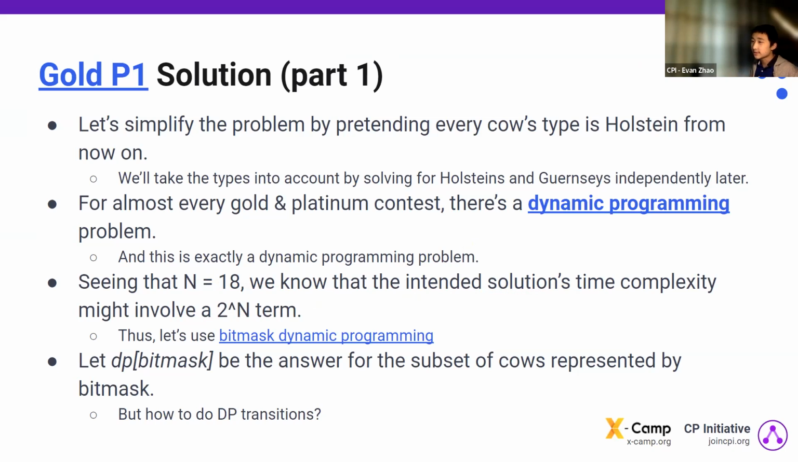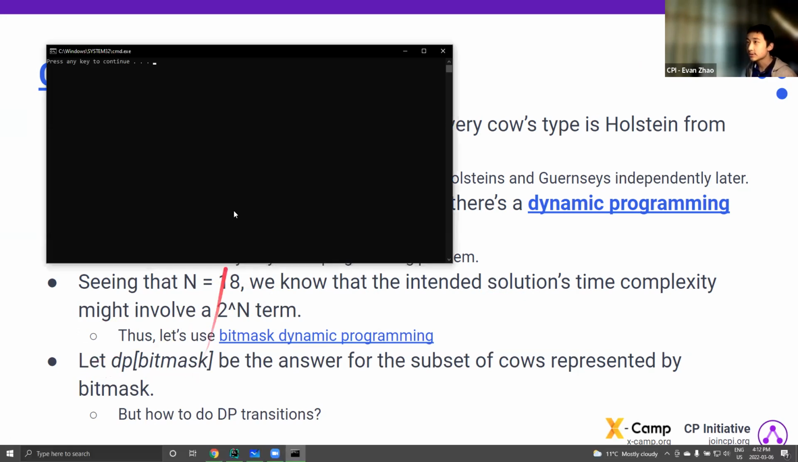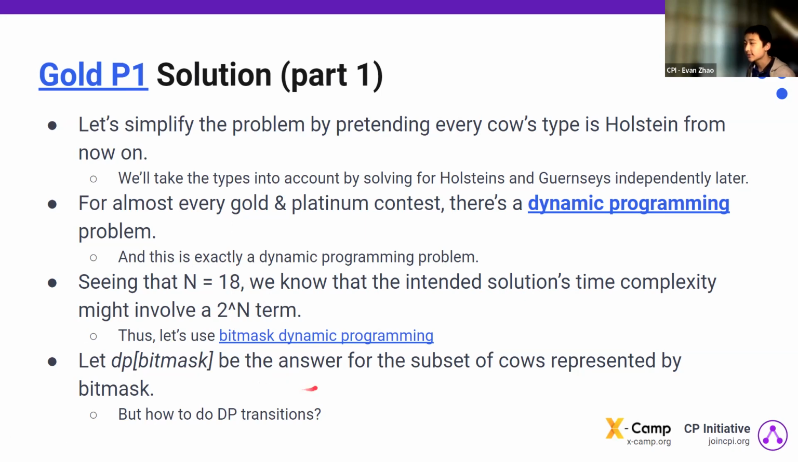And also, it reminds us of bit mask dynamic programming. It is also another section in the USACO.guide website. All right, so now let's let DP bit mask be the answer for the subset of cows represented by bit mask. As a refresher, if cow i is encoded in bit mask, then the ith bit in bit mask will be 1 in its binary representation.